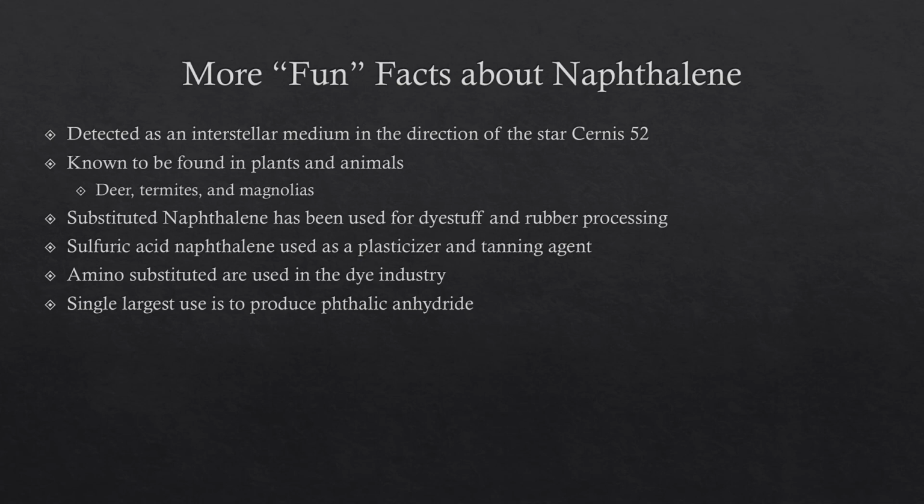Amino-substituted naphthalene can be found in the production of many dyes in industry, and the single largest use of naphthalene is in the production of phthalic anhydride, which is a precursor to plastics.